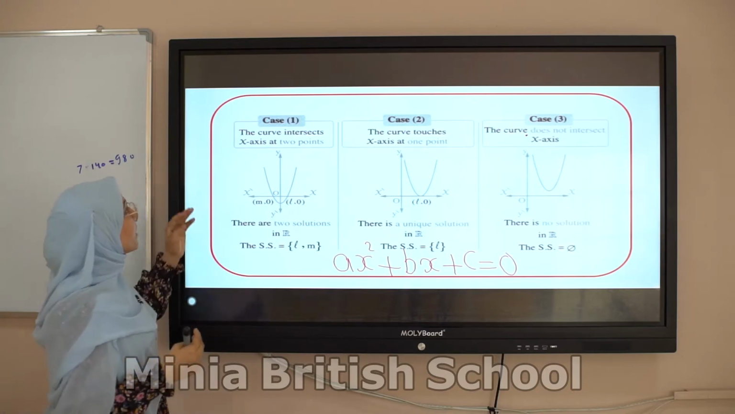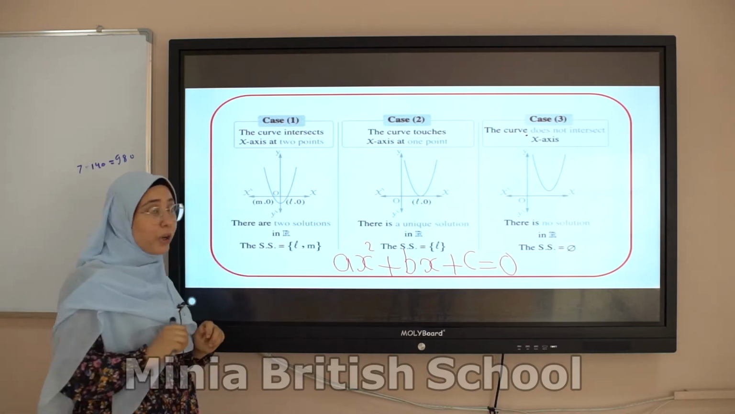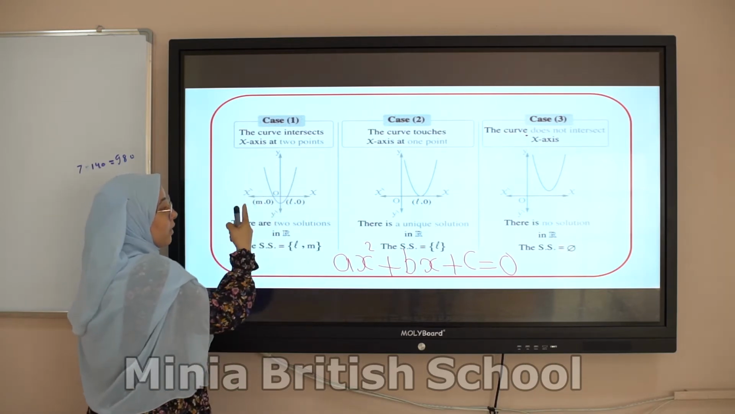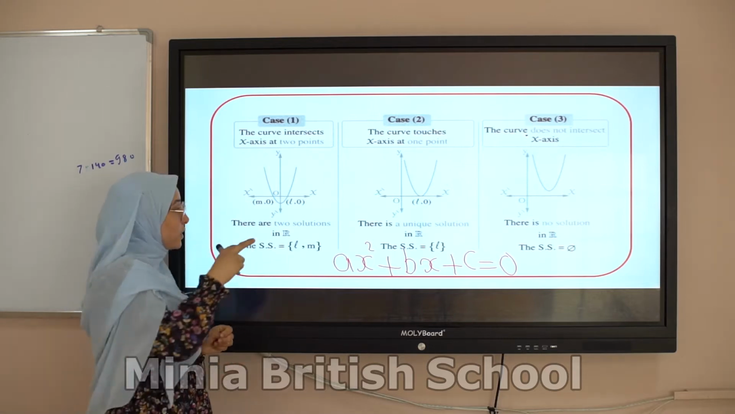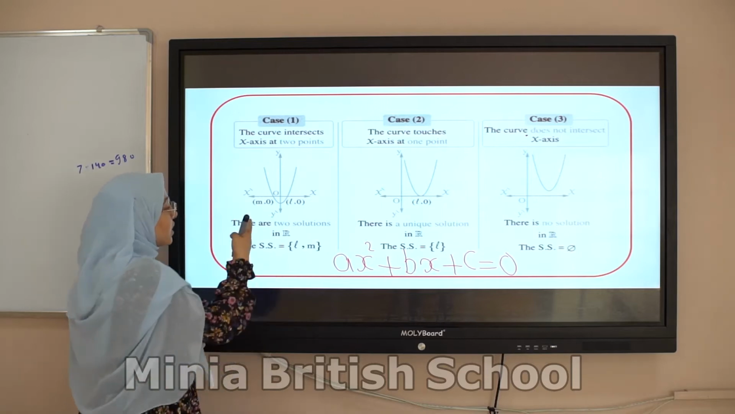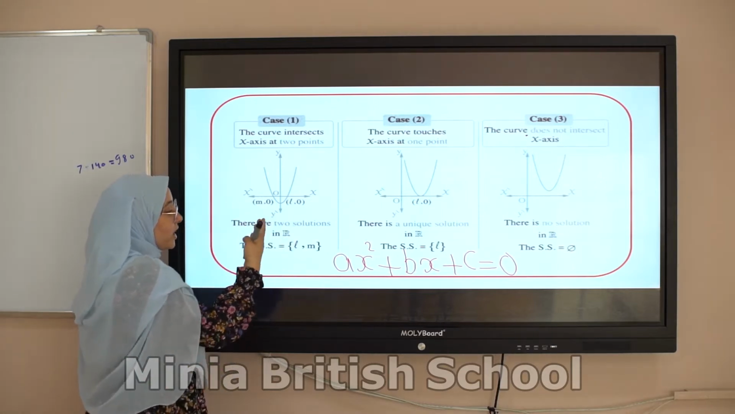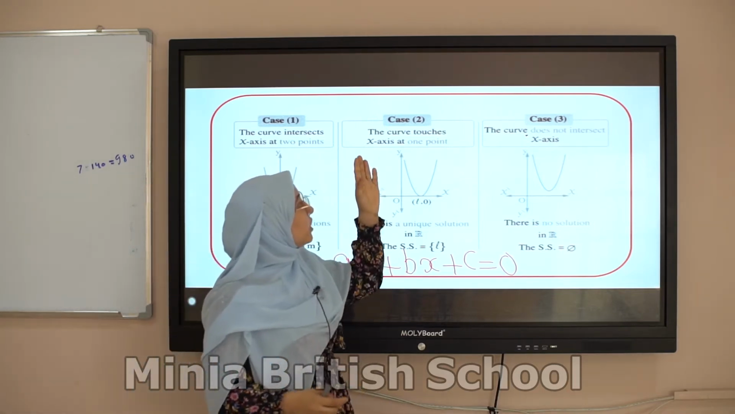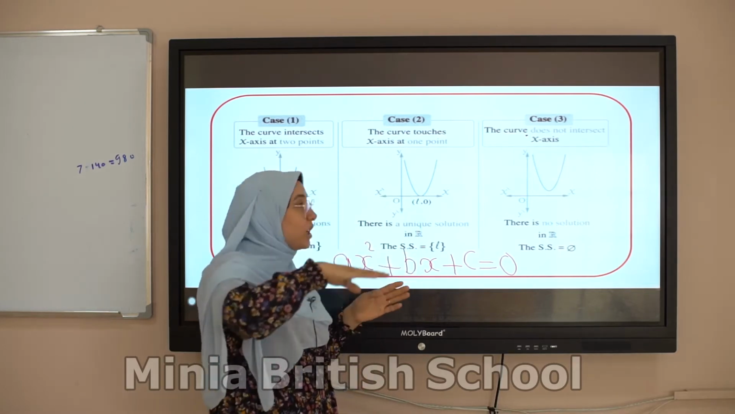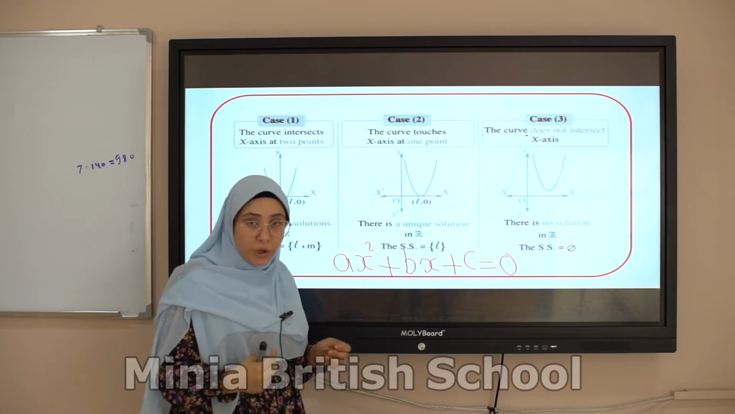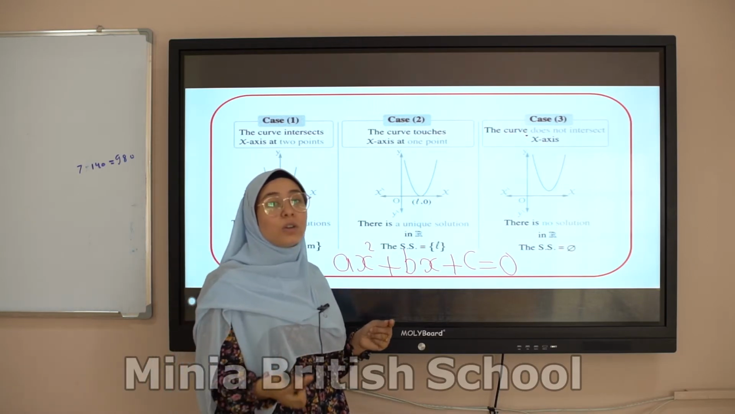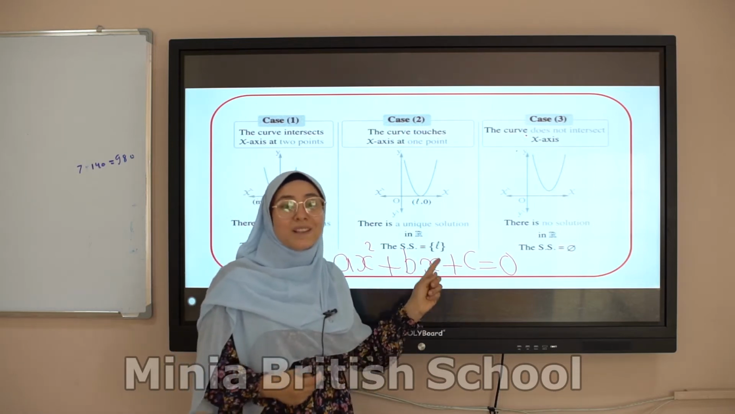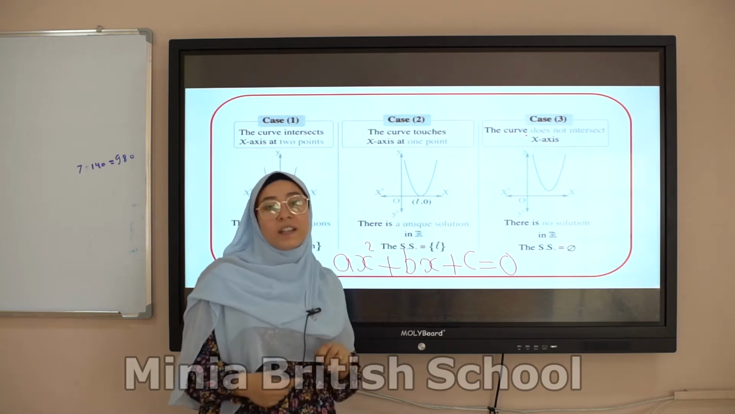For example, here the curve intersects the x-axis in two points, L,0 and M,0. The x coordinates of these two points are the solution set, so the solution set in R equals the set of elements L and M. Here the curve only touches the x-axis at one point, so there is only one solution, a unique solution. The solution set is the set of element L, the x coordinate here.